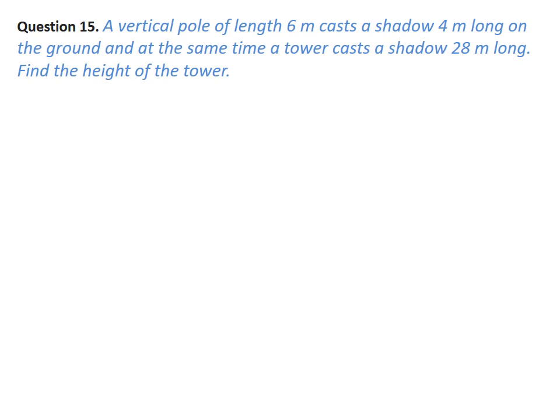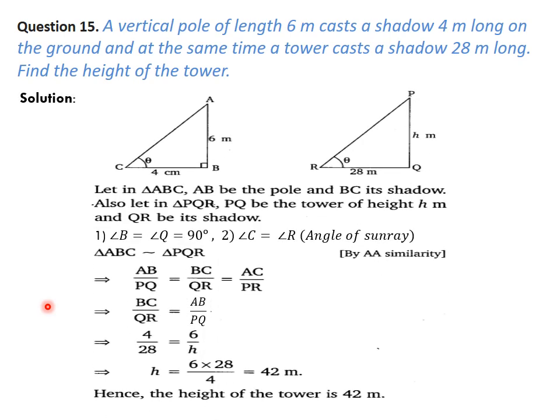Question number 15. A vertical pole of length 6 meter casts a shadow 4 meter long on the ground, and at the same time a tower casts a shadow 28 meter long. Find the height of the tower. If you look into the two cases, AB is the vertical pole of 6 meter and BC is the shadow created by the pole, which is of 4 meter.